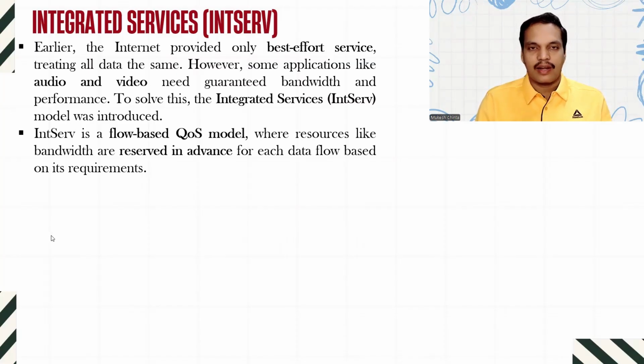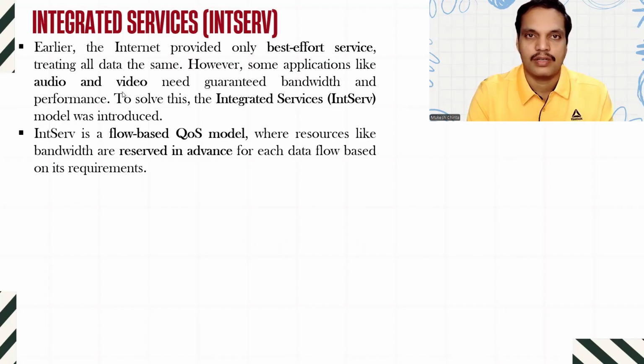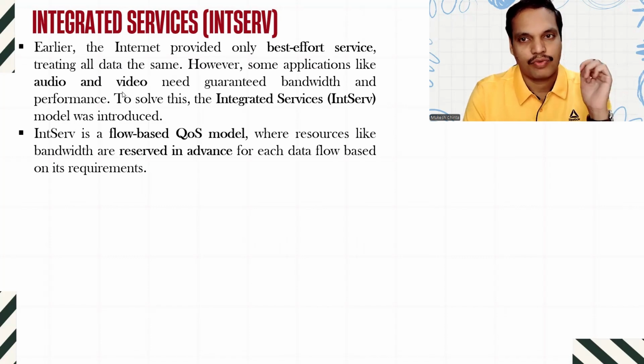As we discussed earlier, the first internet technology was designed to provide only best effort service, treating all data the same. However, some applications like audio and video need guaranteed bandwidth and performance. To solve this, the IntServ model was introduced. This is a flow-based QoS model. As we also discussed in my earlier video, what do you mean by a flow?